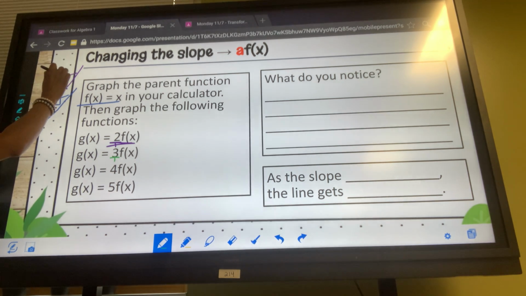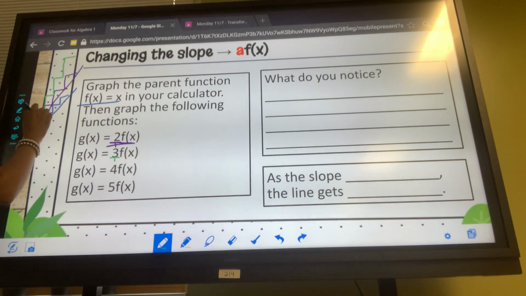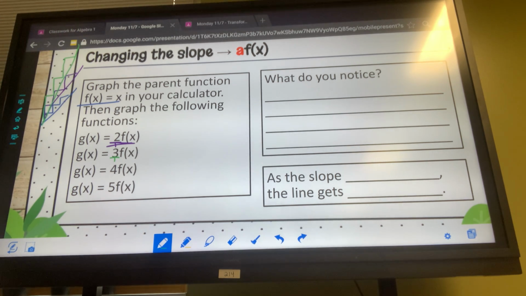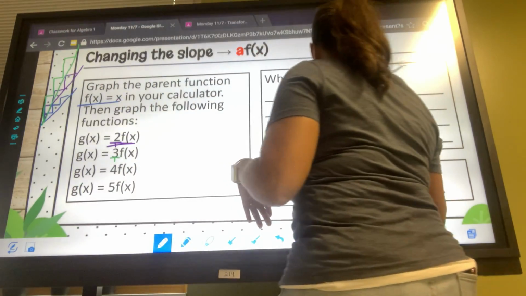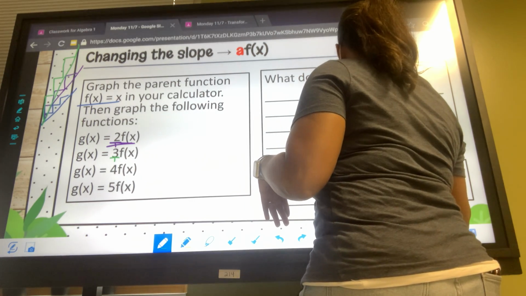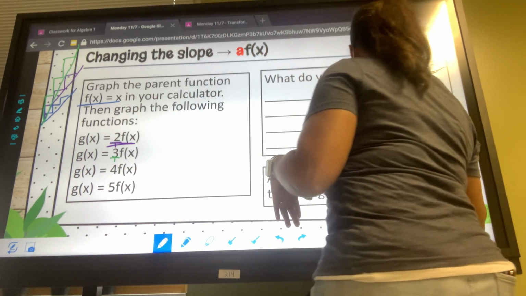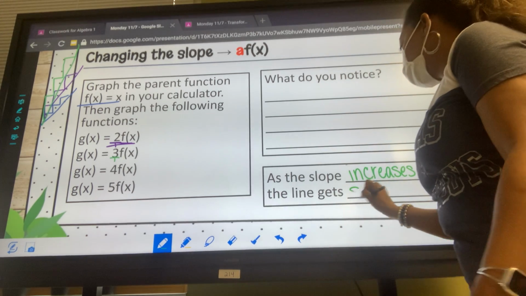Up 3 over 1. The triangles get bigger. It gets even more steep. So as the slope increases, as it gets longer, the line gets steeper.